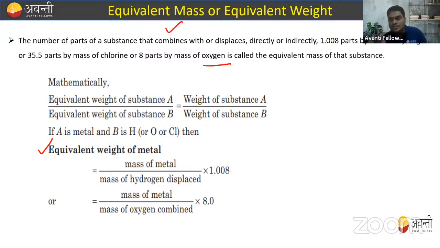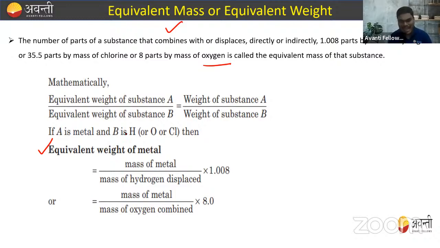ठीक है, यानी जो हाइड्रोजन का 1.00 पार्ट मास को डिस्प्लेस कर दे, क्लोरीन के 35.5 पार्ट्स को डिस्प्लेस कर दे, and 8 parts by mass of oxygen is called the equivalent mass of that substance, right? Mathematically, we can write the equivalent weight of substance A divided by the equivalent weight of B is equal to weight of substance A upon weight of substance B.